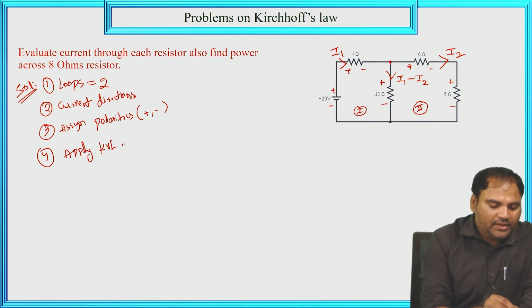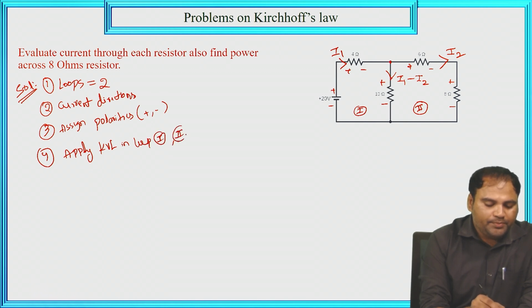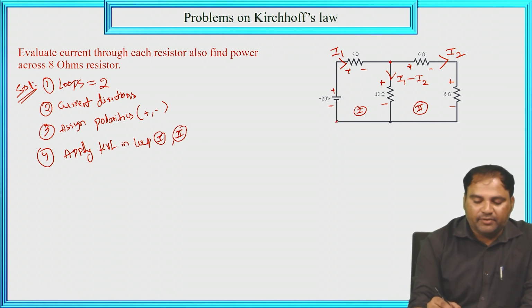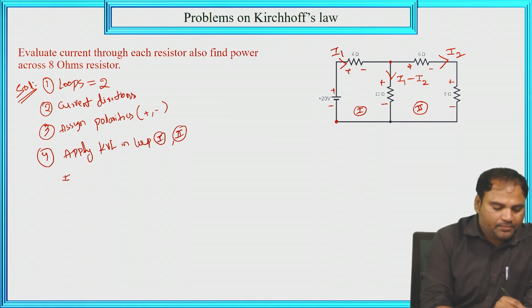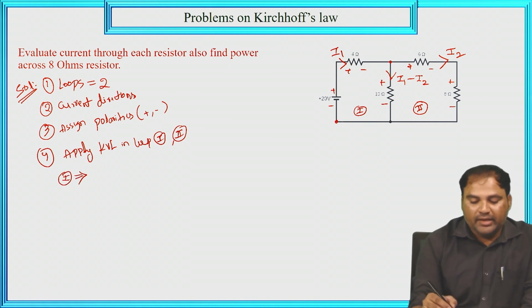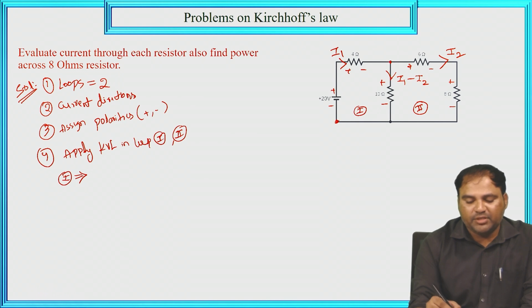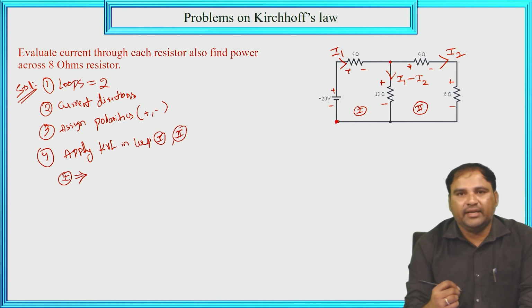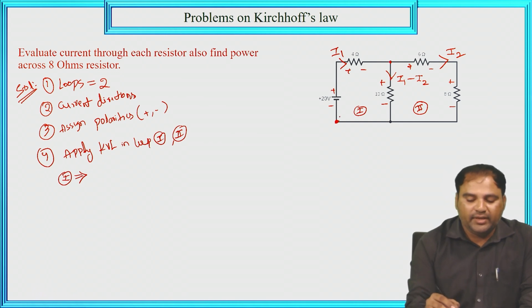Apply KVL in loop 1 and loop 2. Now we have to apply KVL in the first loop and second loop. Here in this case, I am starting from this point for the first loop equation. When starting from this point, we need to take the first polarity or second polarity, any one. Here I am taking the second polarity, that is positive.